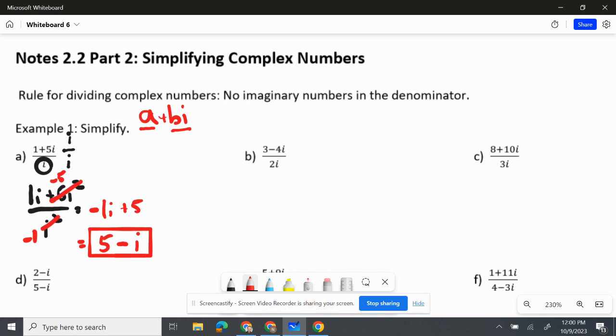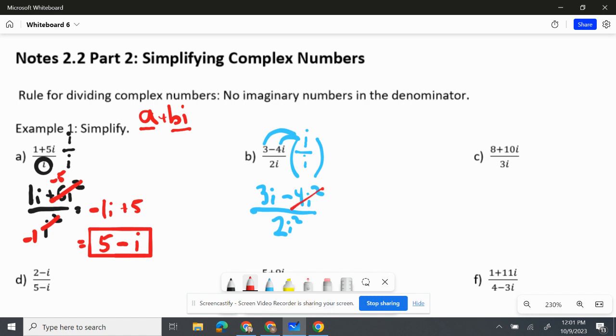Our second one, we do the same thing. What we're going to do is multiply it by I. So we multiply the top and the bottom by I. So 3 times I is 3I. -4I times I is -4I squared. 2I times I is 2I squared.